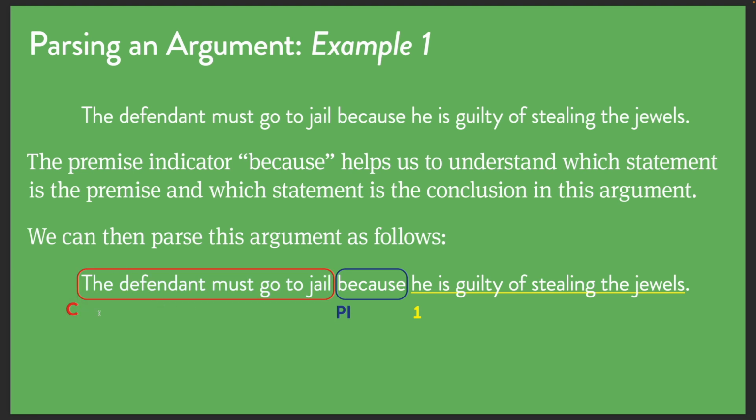And then what's the reason that we're given for why the defendant must go to jail? Well, because, thank you, premise indicator. The premise indicator tells us that what follows is a premise. We'll underline it and number it with 1. That's the only reason we're given for why the defendant must go to jail in this argument. So there it is, I've just parsed that argument. Now let's start doing ones that are a little more interesting.